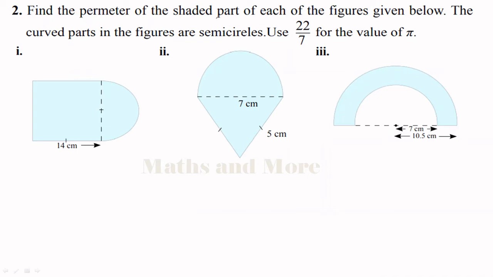Find the perimeter of the shaded part of each of the following figures given below. The curved parts in the figure are semicircles. Use 22/7 for the value of π. Now you can't use that formula P equals πr plus 2r. You can't use that because semicircles are not given here. Some different figures are given here. So separately you have to find.